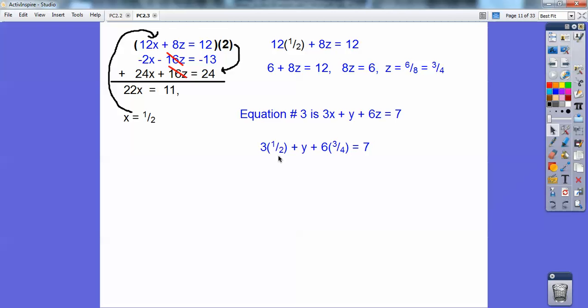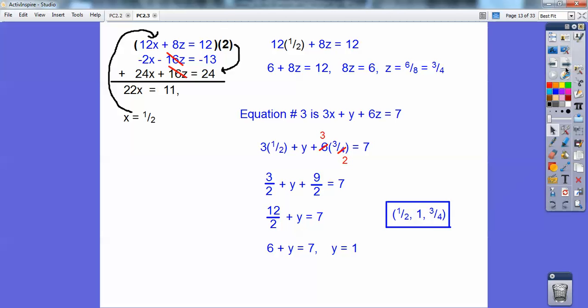3 times 1/2 is 3/2. And then I'm going to cancel. This 2 goes into 4 twice, 2 goes into 6 3 times. So I'm left with 9/2 right there. So 3/2 plus 9/2 is 12/2, or 6. And you get y equals 1. So your final answer is 1/2, comma 1, comma 3/4, x, y, z. Always alphabetical order when you list ordered pairs.